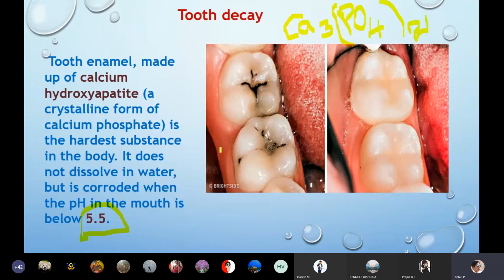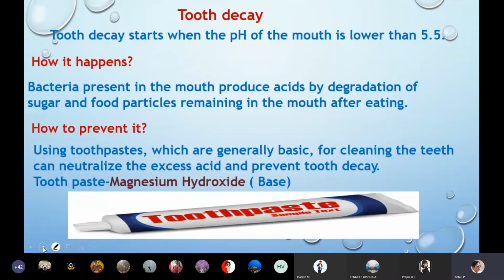So how can this be prevented, or what can be done to reduce tooth decay? That is brushing. We always brush using paste. So why the paste? What is there in the paste? That is what we are going to see in this slide.